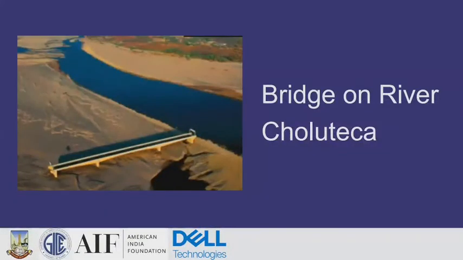So this is the bridge on the river Choluteca. Does anyone of you know about this picture, or what do you interpret seeing this picture? You can feel free to answer. You can put the message in the chat box or unmute yourself and answer. So I'll repeat the question. Does any one of you know about this picture, or what do you interpret seeing this picture?